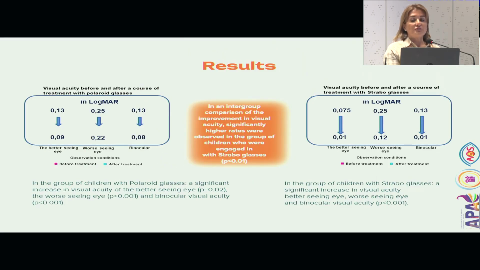And in the group of children treated with Straba glasses, after the course of treatment, a more pronounced increase in visual acuity was revealed than in the first group. And in the intergroup comparison of the increase in visual acuity, significantly higher rates were observed in the second group of children with Straba glasses compared to children with Polaroid glasses.